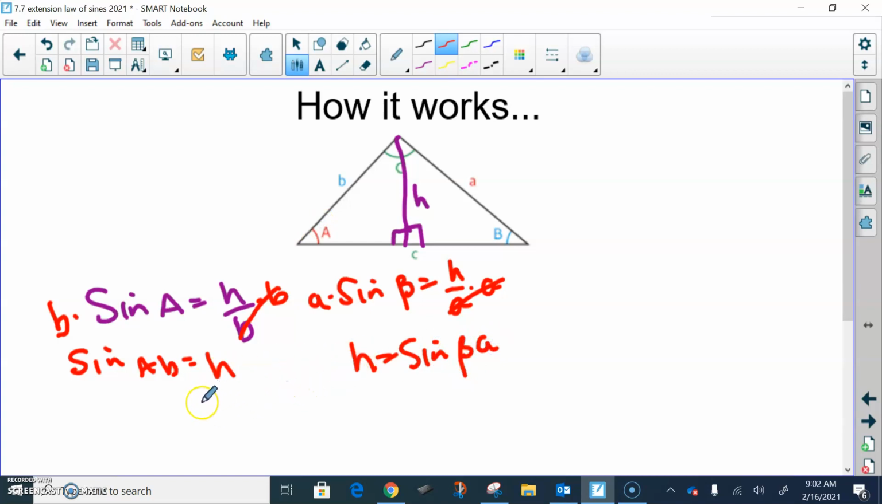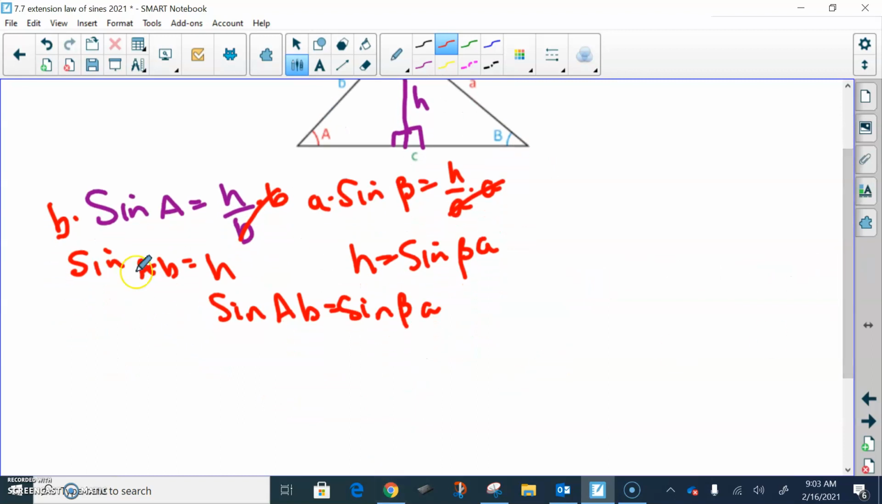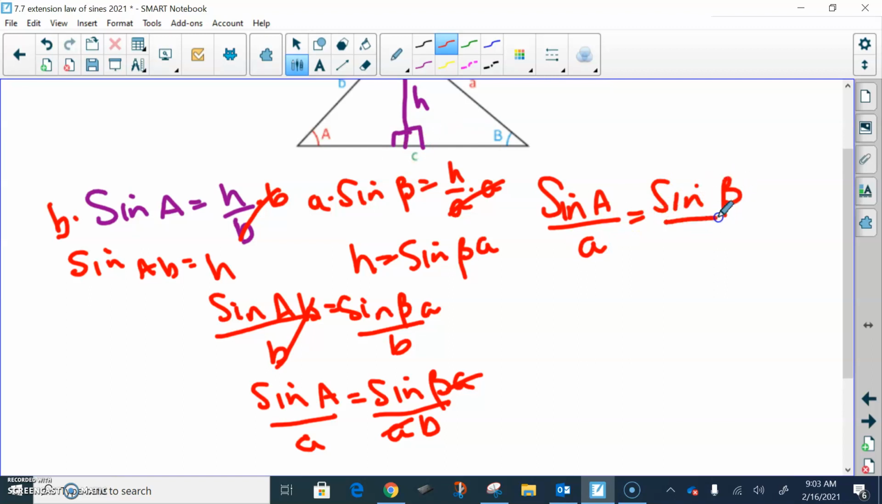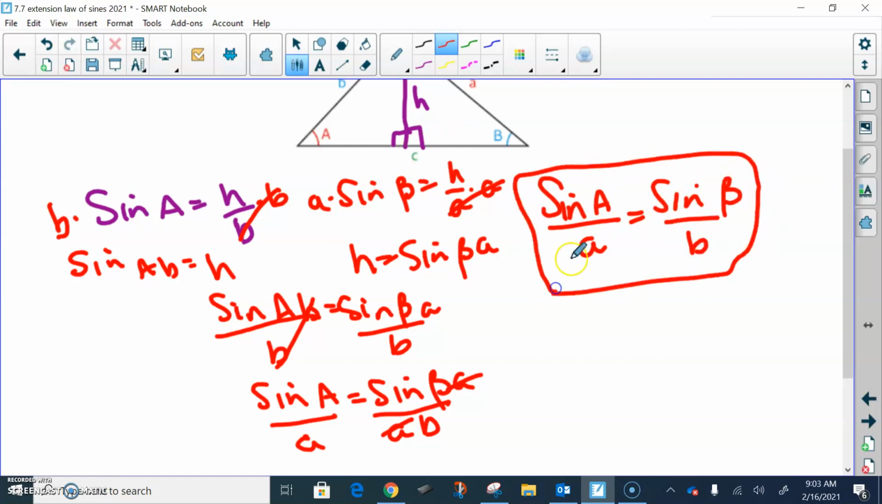Now these are both equal to H, so they're equal to each other. So I'm going to say sine of angle A times side B equals sine of angle B times side A. Now I'm going to divide each side by B to get rid of that B. And I get sine of angle A equals sine of angle B times A over B. Now I'm going to divide each side by A to get rid of that A. And our final answer is sine of angle A over side A is equal to sine of angle B over side B. Now you're saying, hey, that doesn't seem so amazing, but it is amazing. And I'm going to show you why in one second.